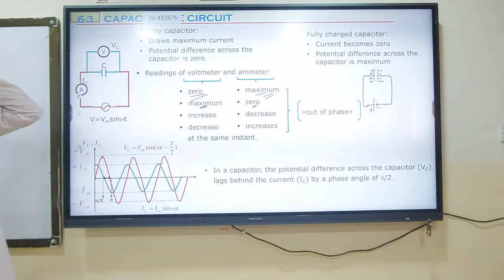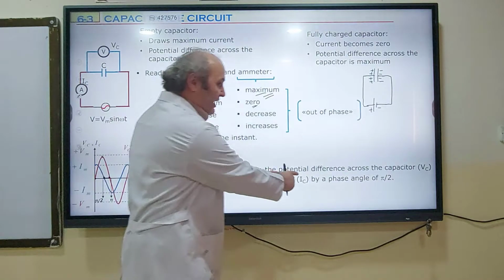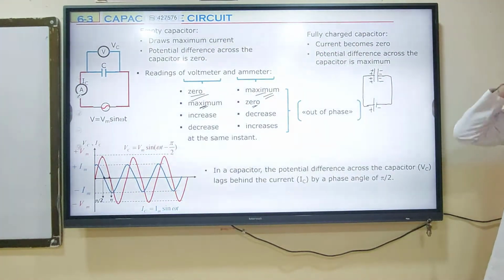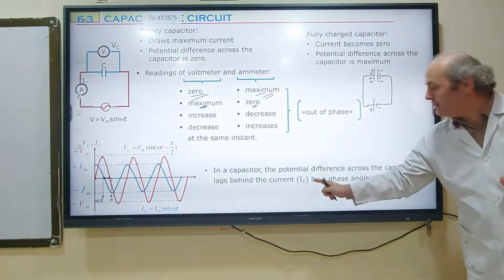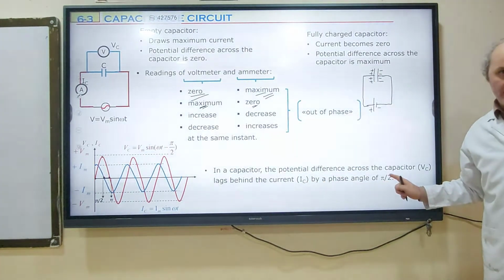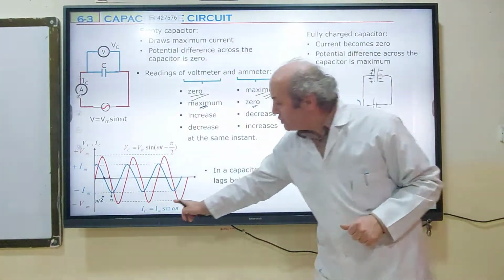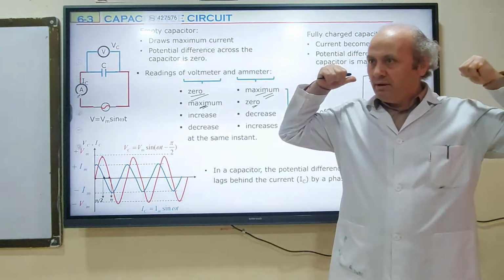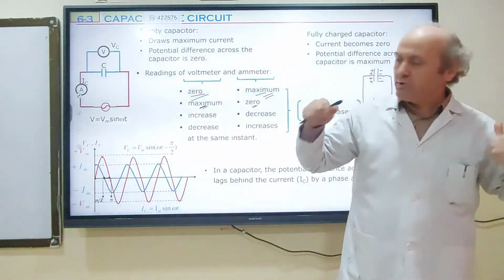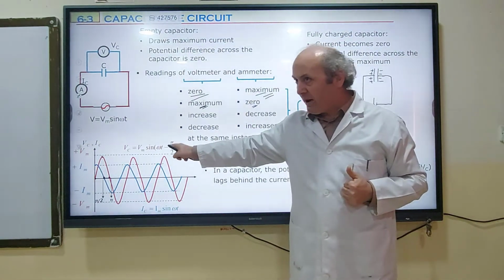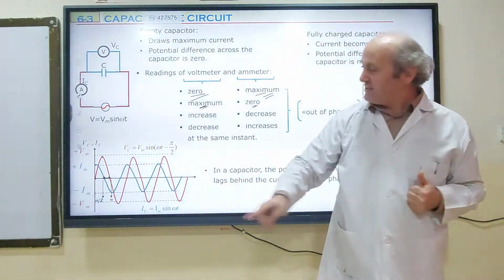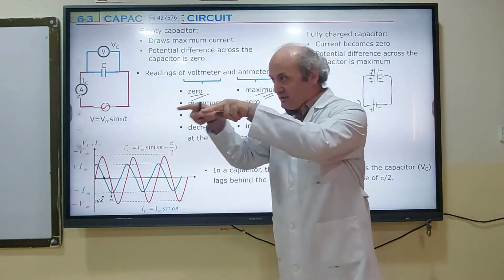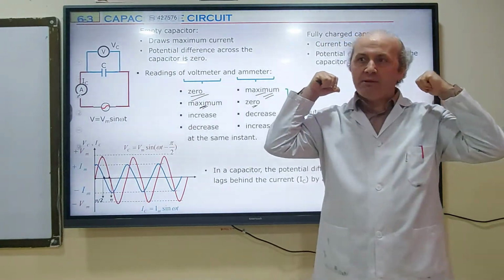We say lags behind. So, in a capacitor, the potential difference across the capacitor, yani VC, lags behind the electric current IC by a phase angle of pi over 2. Because we are going to write the electric current equation IC = Im sine omega t, so potential difference lags behind, we have to write it with negative pi over 2. As you see, it is written in here, negative pi over 2. But in the coil, it was positive. Now it becomes negative. Because in the coil, potential difference was leading, but now potential difference lags behind.